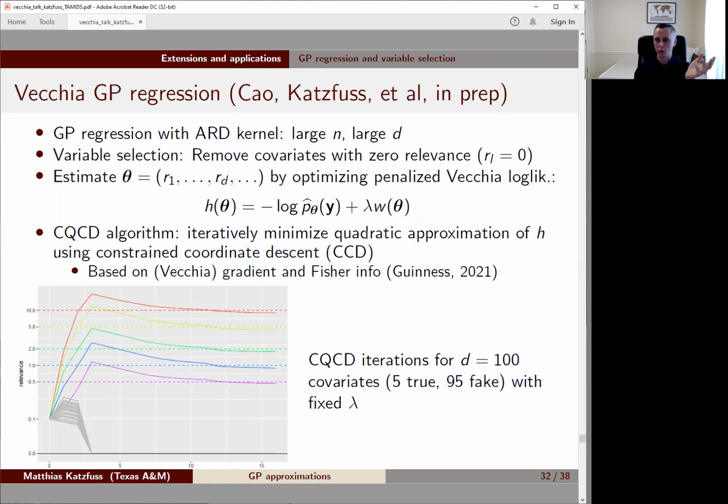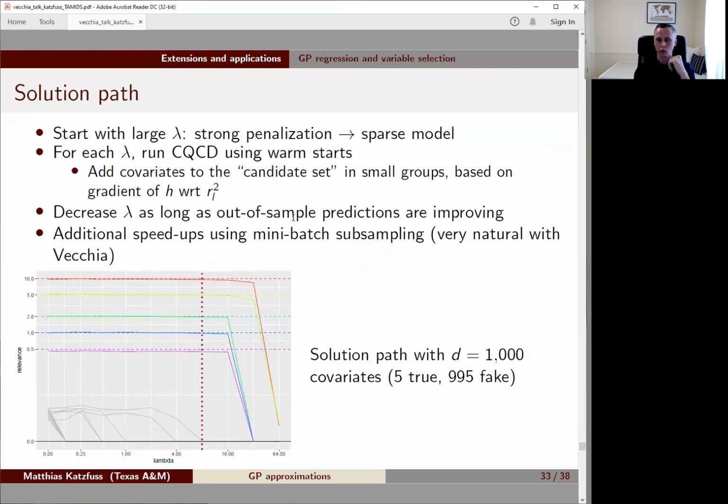The question now, of course, becomes, how do we select lambda? It's not something that's known. How strongly should we penalize the problem? What people usually do in statistics is create a solution path where we start with a very large lambda. So we have very strong penalization and get a very sparse model. That's what we have on the right of this plot. Then we iteratively, bit by bit, decrease the lambda until we get to essentially lambda equal to 0, where we have a much, much less sparse model.